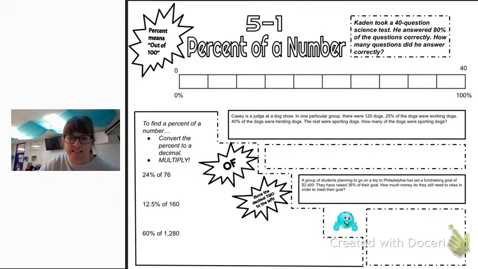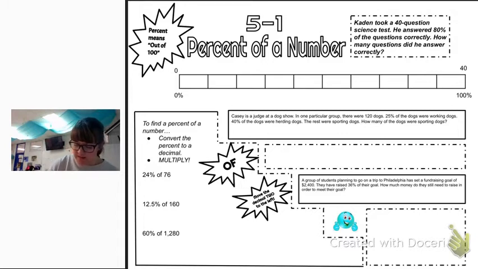So when someone says they did 100% of something or they have 100% of something, that means they have the whole thing. So when we're talking about percents, 100% represents one whole. So if you go in the top right corner of your notes, it says Caden took a 40-question science test. He answered 80% of the questions correctly. How many questions did he answer correctly?